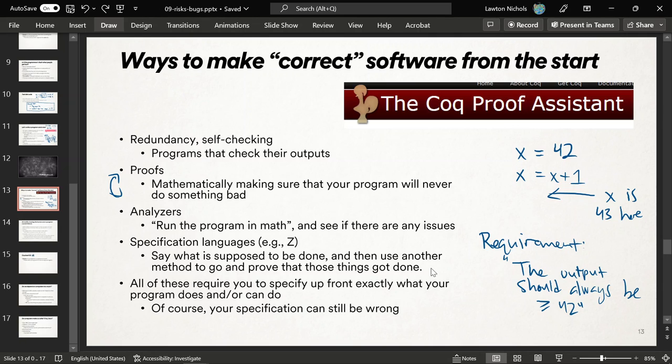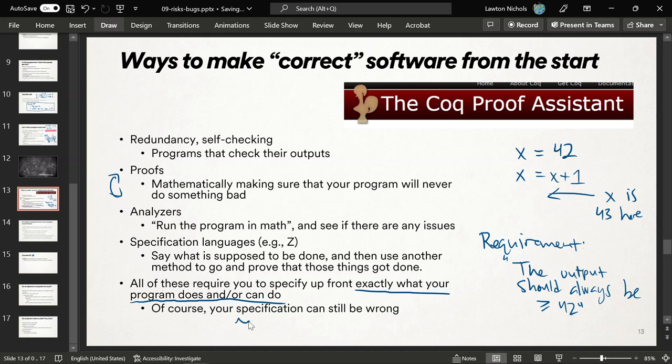You have to at least specify what your program should do, right? You have to specify upfront exactly what your program does and or can do. Because otherwise, if you write the proof for a wrong specification, what's the point? The program won't even be what you expected. So you have to specify exactly what your program must do or could do in every case. Leave nothing to chance, okay?